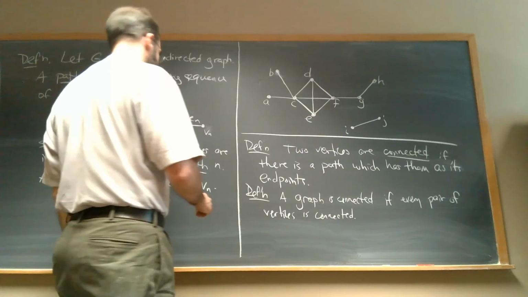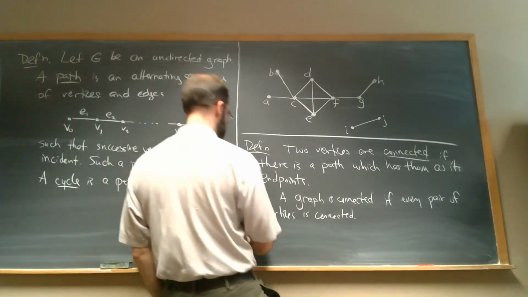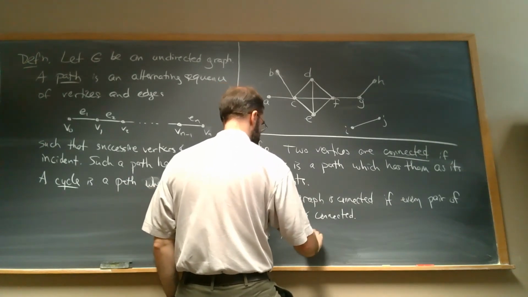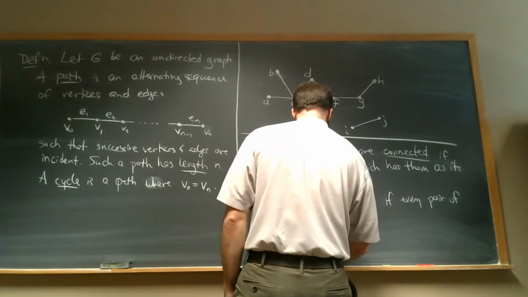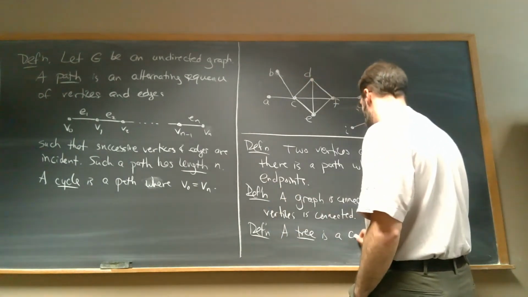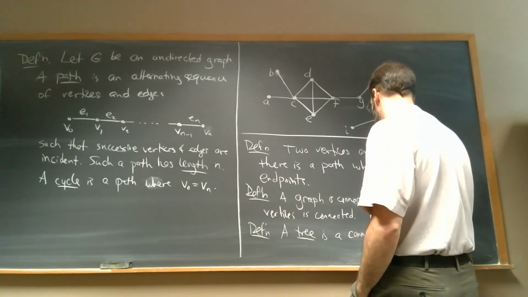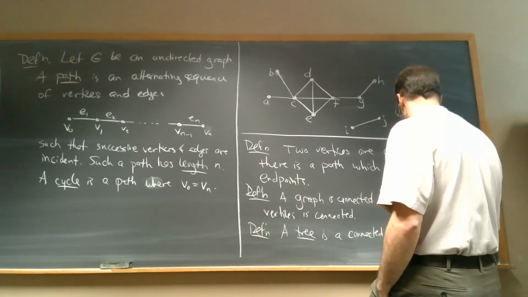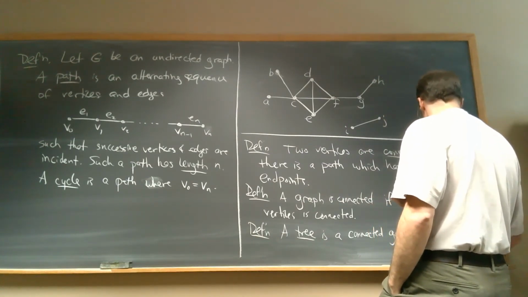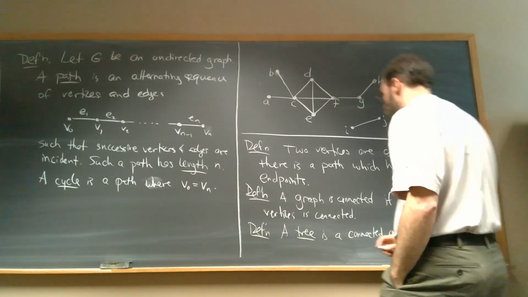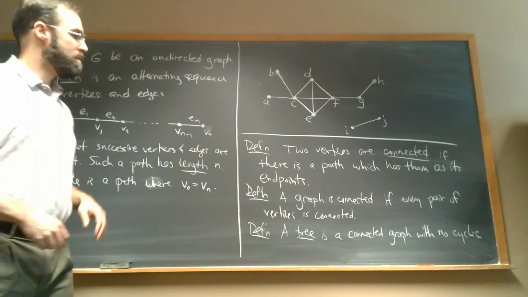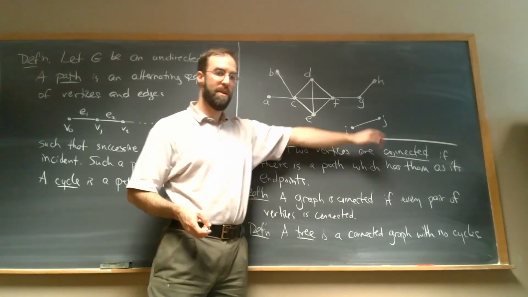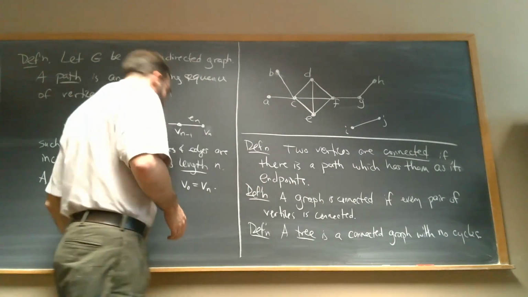Okay, and then write one more definition down here. A tree is a connected graph with no cycles. So this is definitely not a tree, right? Even if I get rid of these, it still has some cycles. So let's actually erase this.